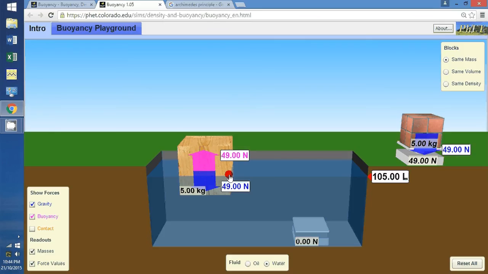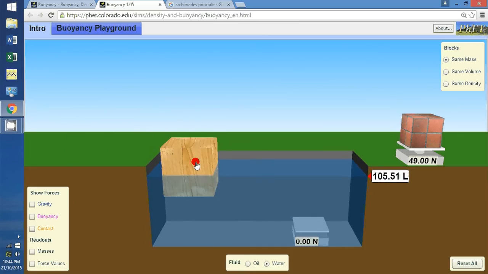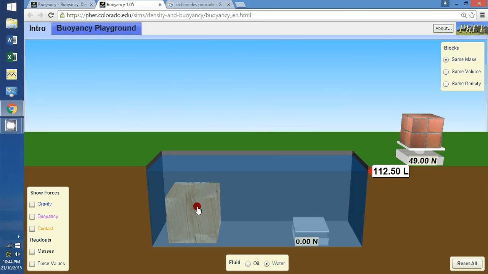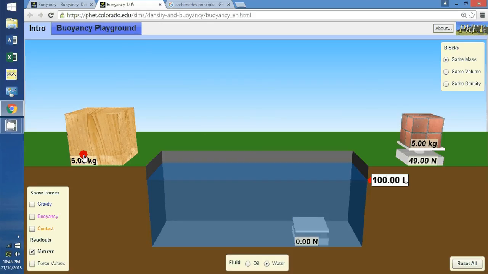So it says that the block density is actually less than the water, and in fact you can work out the density of the block. If I remove the masses, the force values and everything else, and I drag the block inside the water, you see the volume change from 100 to 112.5. So the volume of this block is 12.5 liter, and you know the mass, which is 5 kilogram. From that you can work out the density of the block, which worked out to be about 400 kilogram per cubic meter compared to 1000 kilogram per cubic meter of the water. Okay, so that is for the timber.